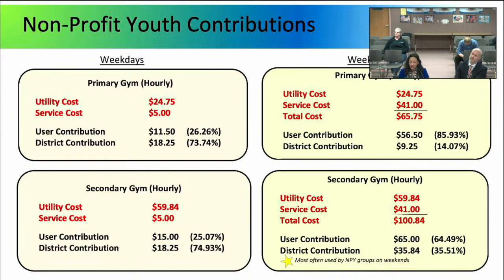And then for the weekend, the secondary gym utility, again, $59.84. $41 in the service cost on the weekend. The total cost is $100. The user contribution is $65, and the district contribution is $35.